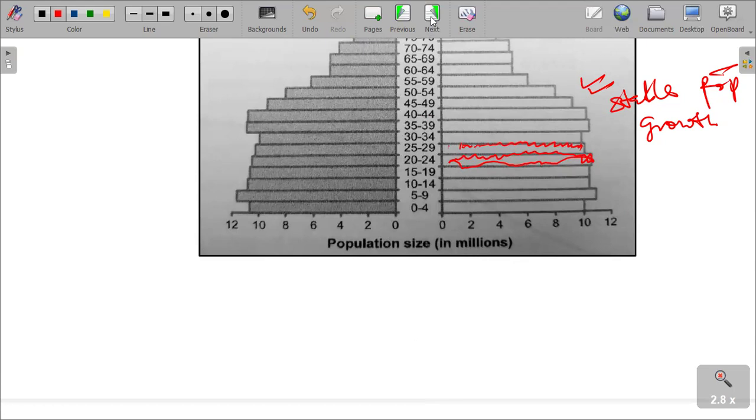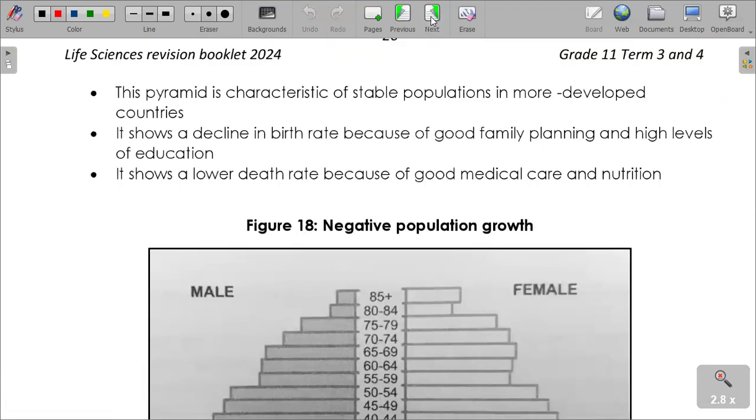This pyramid is characteristic of a stable population. It is mostly demonstrated in more developed countries. More developed countries can show stable population growth, and then a decline in birth rate. How do we understand that as a characteristic of a developed country? There is a decline in birth rate. Birth rate decreases because of good family planning and high levels of education.